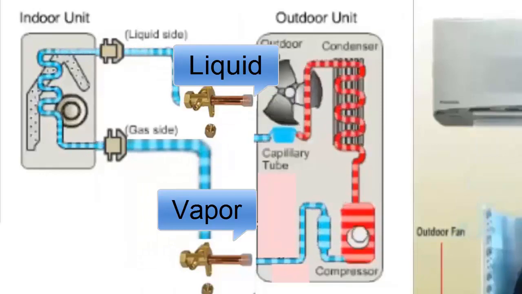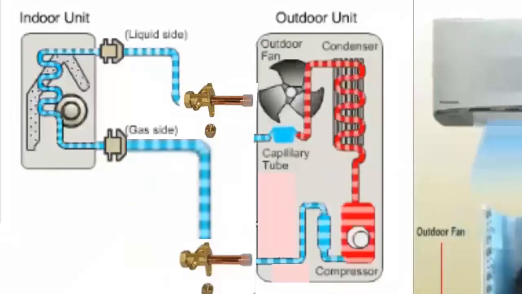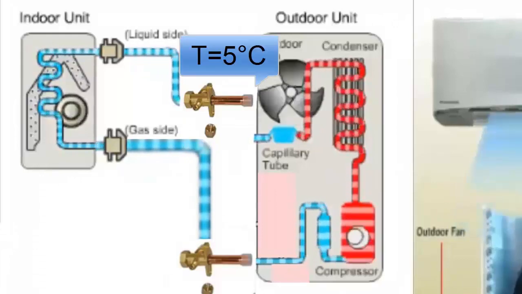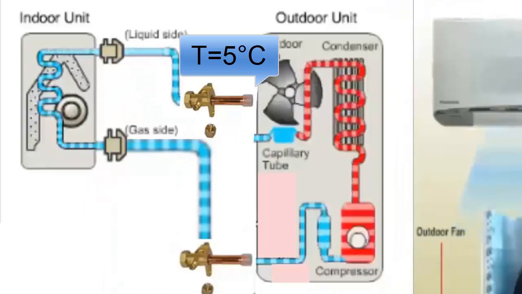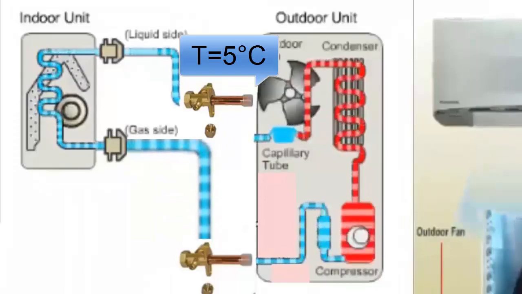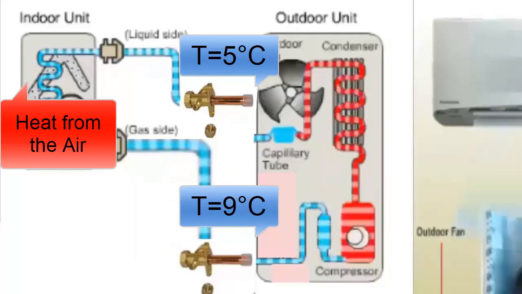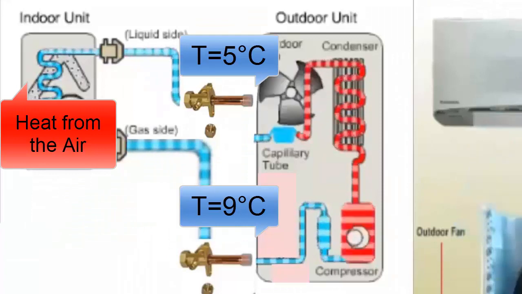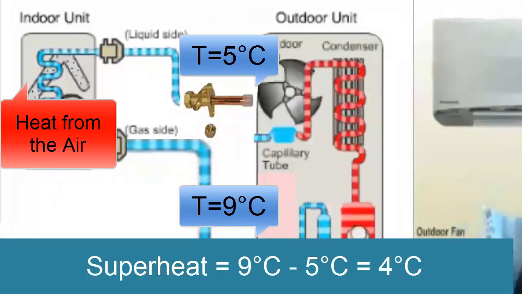When a system is in operation, as mentioned earlier, two different temperatures should be present in the thin and thick pipes. For example, the thinner pipe that introduces the refrigerant to the evaporator should be close to 5 degrees Celsius, while the thicker pipe that extracts the refrigerant from the evaporator should have a higher temperature value, for instance, around 9 degrees Celsius, as the refrigerant absorbs heat from the room air, thereby gaining some temperature. With these temperature values, we are talking about a refrigerant superheat of 4 degrees Celsius.